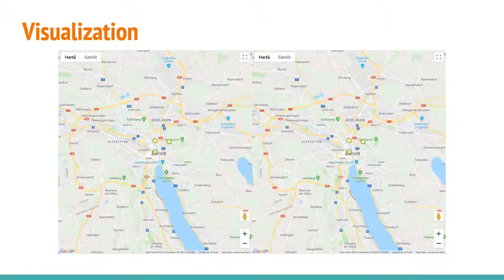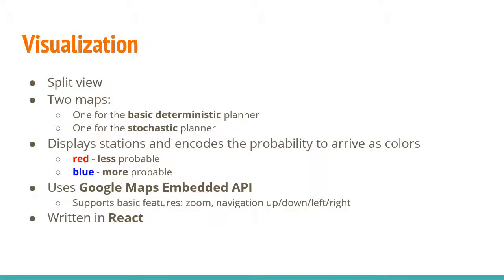While writing the algorithms and getting routes in plain text can be fun, it is even better when you get to visualize your results on a map. For the visualization, we used the Google Maps API and created a split view with two maps. One of the maps presents the output of the basic deterministic planner, while the second one presents the output of the stochastic planner, where the colors are represented with blue for the ones that are most probable to reach and red for those that are less probable to reach. The visualization was developed using React.